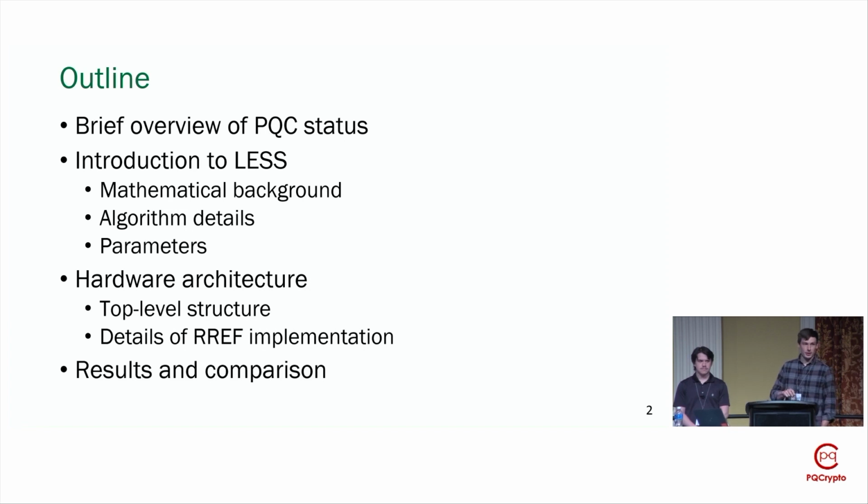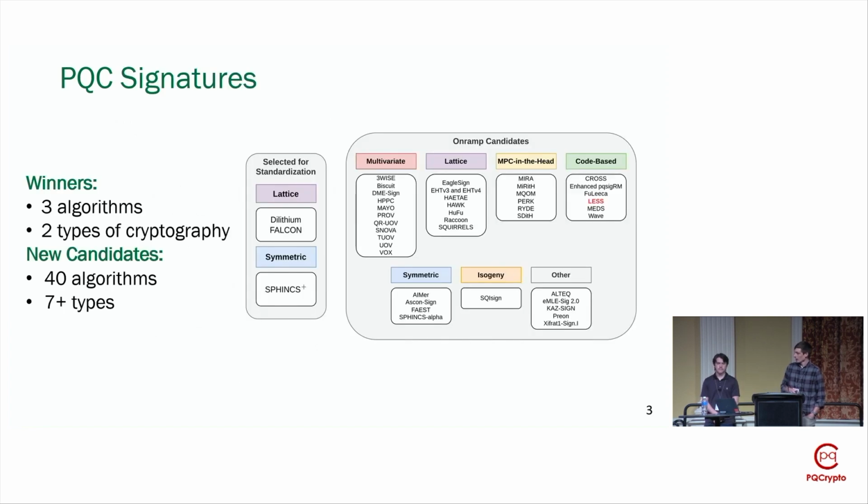So first, we'll start with a quick snapshot of the current landscape of PQC digital signatures and the competition. We'll then have a very brief overview of the background of LESS, the algorithms, and the level of explanation an implementer can give on the math. And then we'll go over hardware architecture, particularly the module that performs Gaussian elimination, before comparing with the results of other signature schemes.